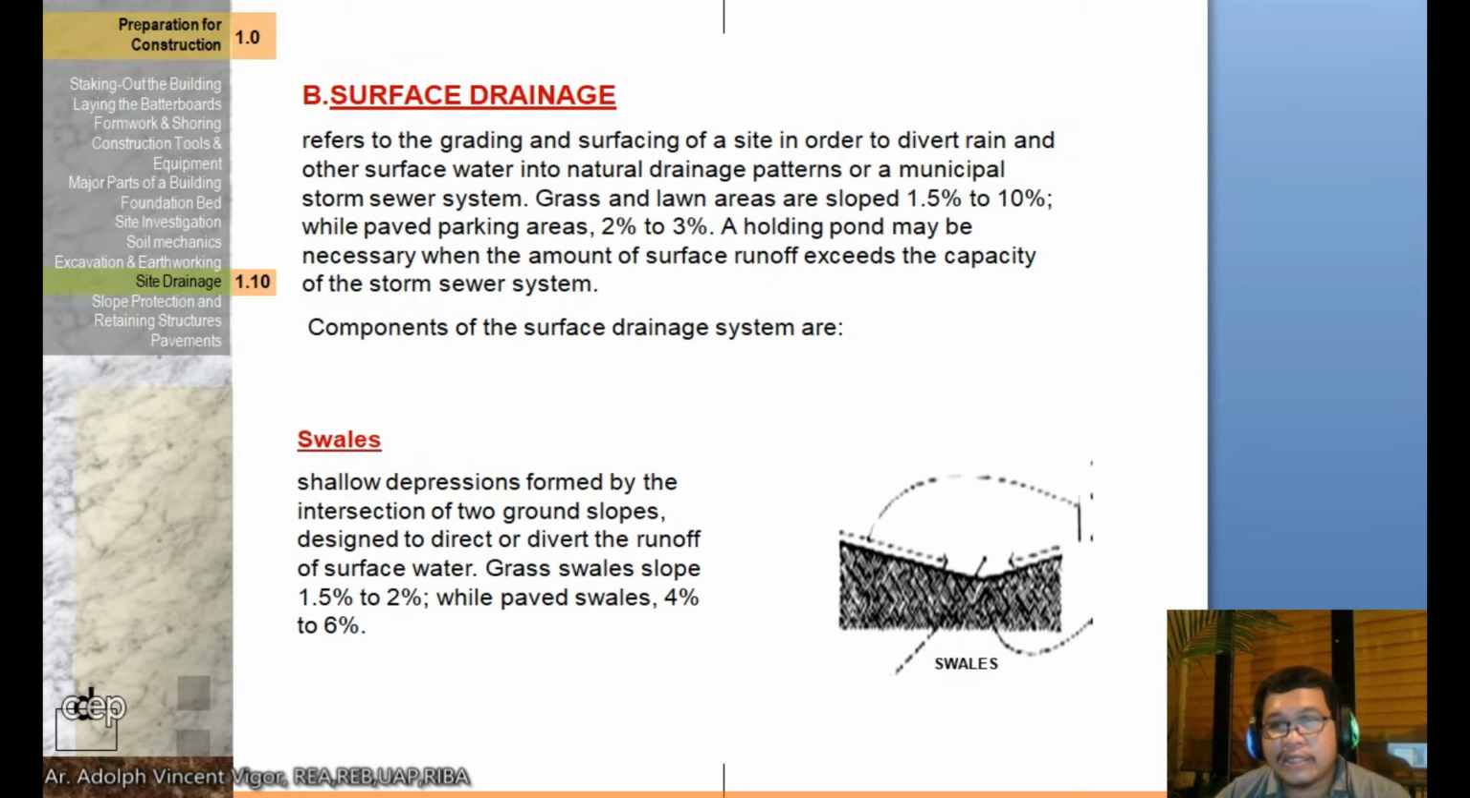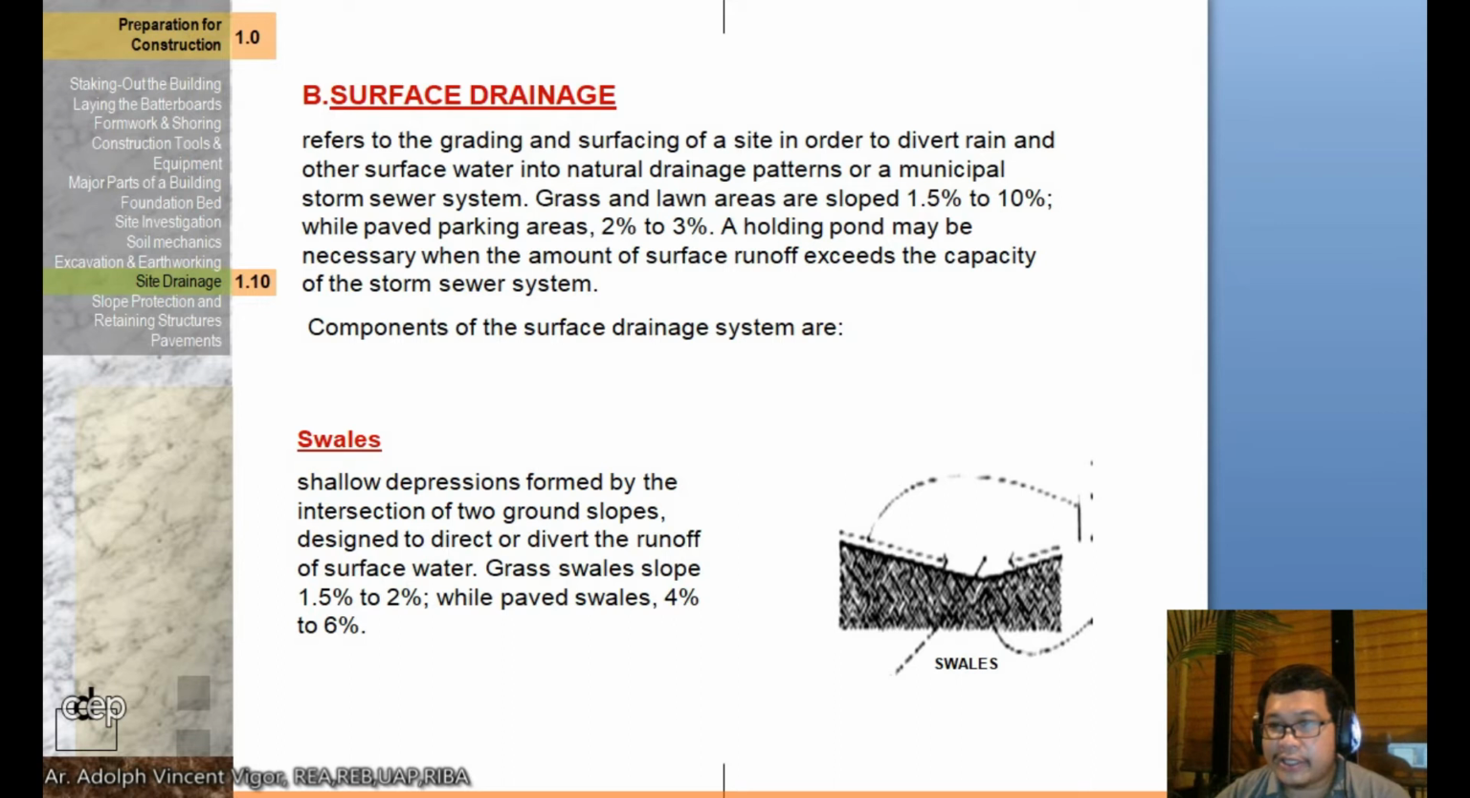Then another type is letter B, which is the surface drainage. It refers to the grading and surfacing of a site in order to divert rain and other surface water into natural drainage patterns or a municipal storm sewer system. Grass and lawn areas are sloped 1.5 to 10%, while paved parking areas are 2 to 3%. A holding pond may be necessary when the amount of surface runoff exceeds the capacity of the storm sewer system.